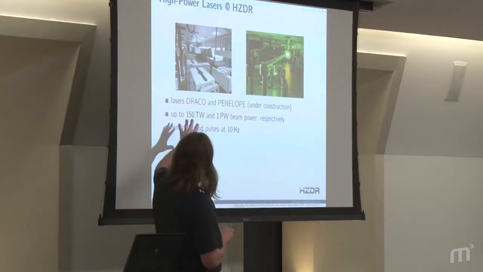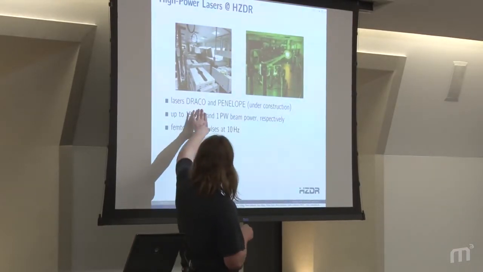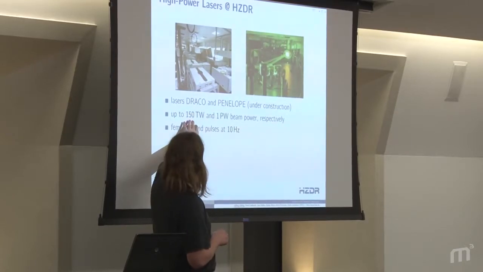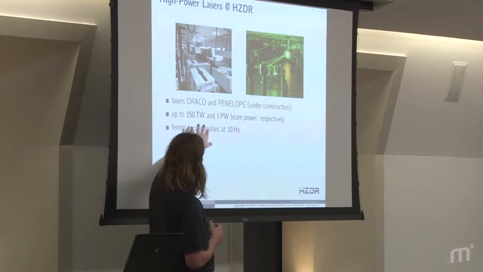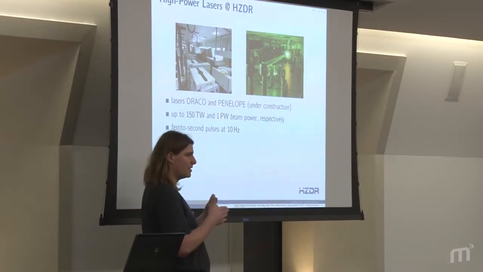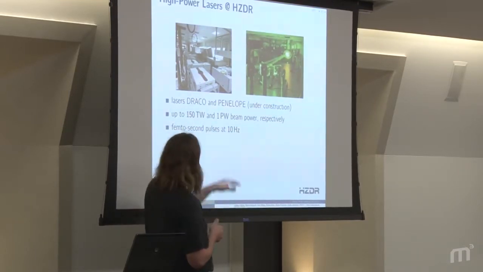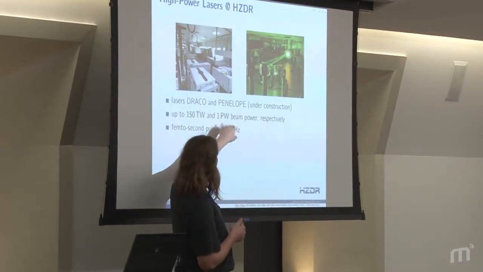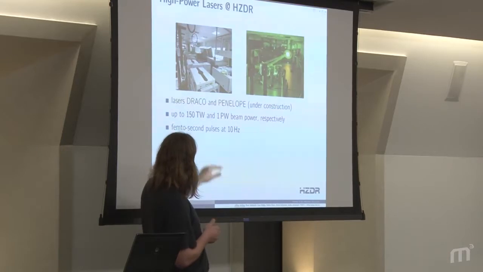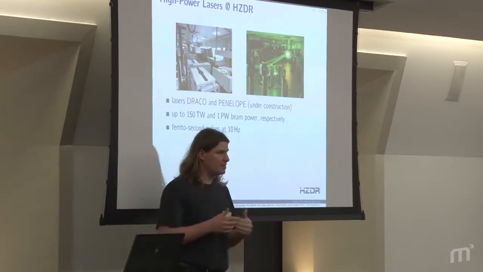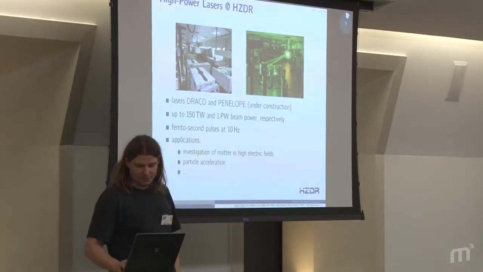Regarding the high power lasers, we have one which is currently running called Draco. It's a 150 terawatt laser. These lasers are pulsed. They fire femtosecond long laser pulses. So this one is 150 terawatts, and this one is 1 petawatt, which is currently under construction. These fire at 10 hertz. That's basically what is delivered for the experiment at the end.